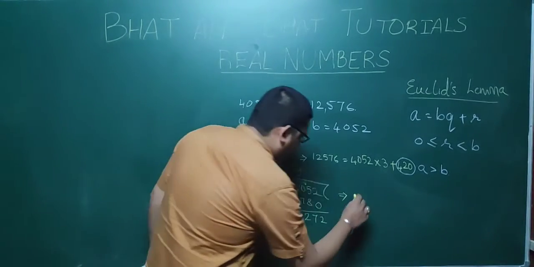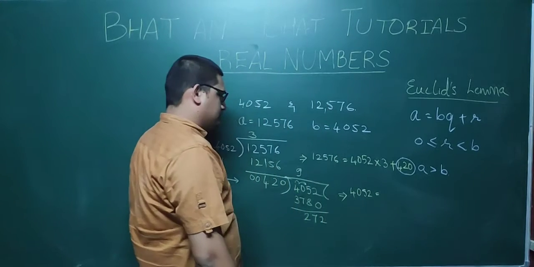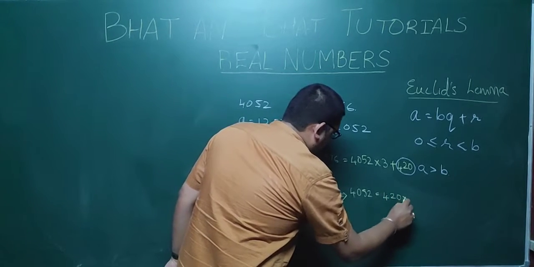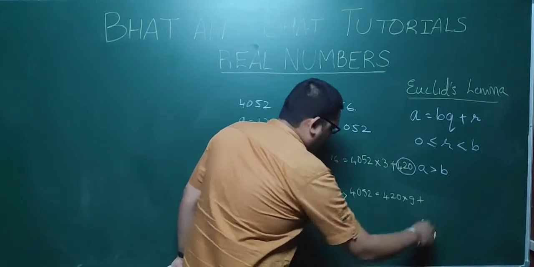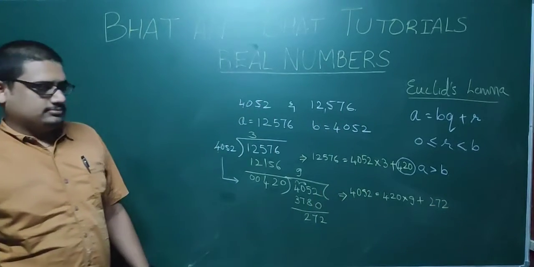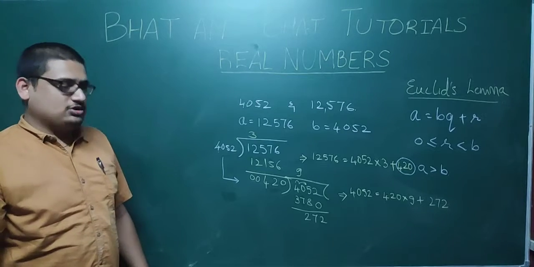That means 4052 is equal to 420 into 9 plus 272. Correct? Next, what should I do?